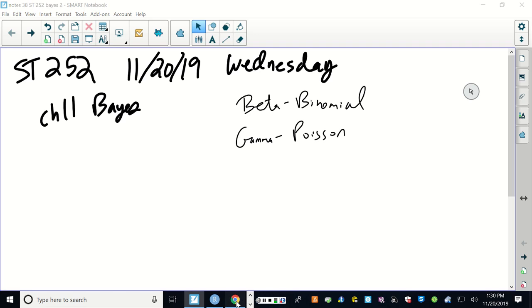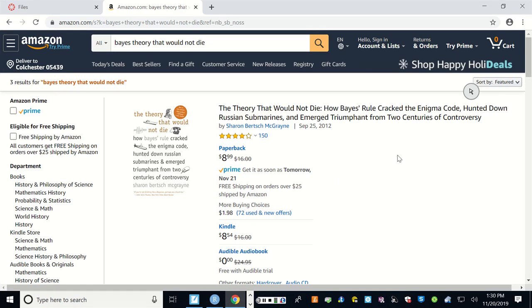Example. This has an aside. There's various books on Bayesian statistics, but a few years back there was this popular book, The Theory That Would Not Die: How Bayes' Rule Cracked the Enigma Code, Hunted Down Russian Submarines, and Emerged Triumphant from Two Centuries of Controversy. It's a pretty well written book.